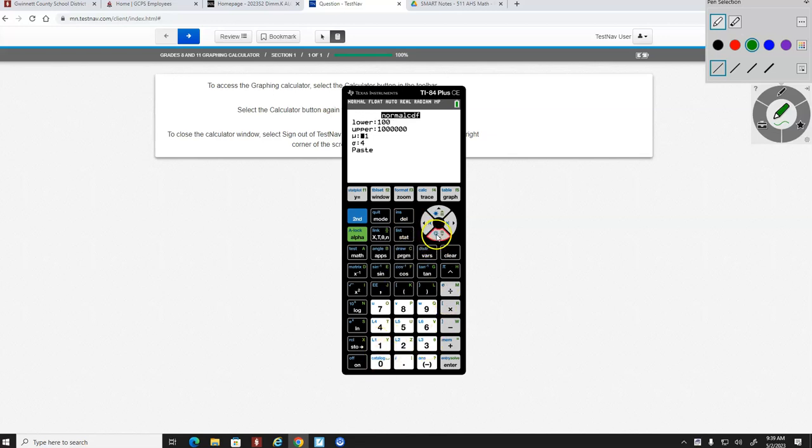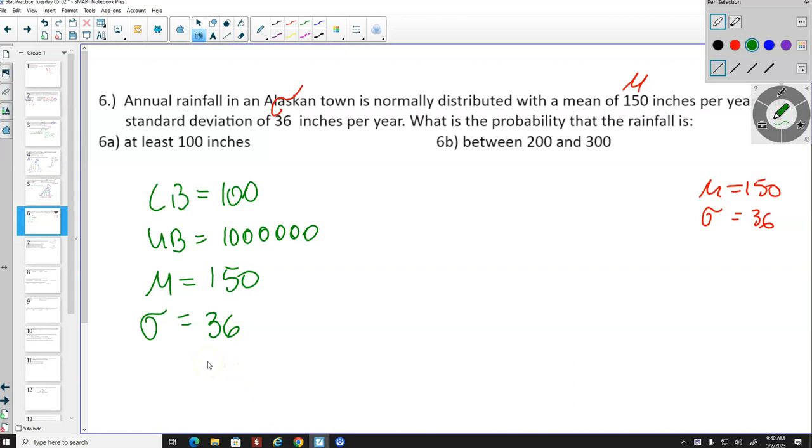Okay, a million was my upper bound. 150 was my mean, and my standard deviation was 36. So 91.75 and 91.76, so it's 0.9176, which is 91.76%. All right, and now between 200 and 300.